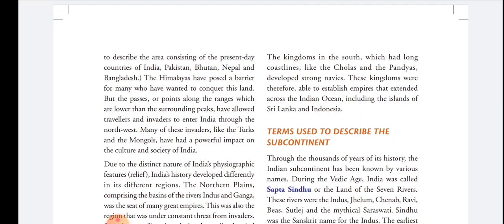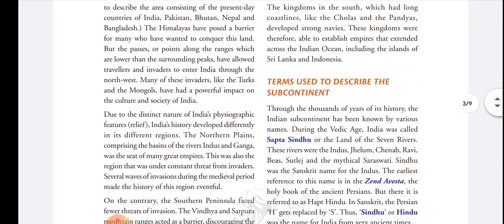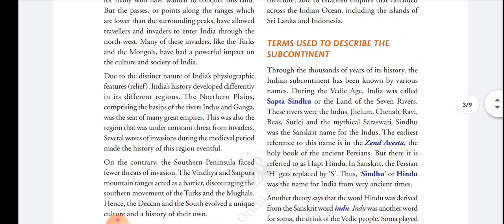But the passes, meaning narrow pathways, allowed people to travel. From the passes, the points along the ranges which are lower than the surrounding peaks, people were allowed to come. So through those passes travelers and invaders also came to India. Many of these invaders, like the Turks and the Mongols, came to India and they ruled.